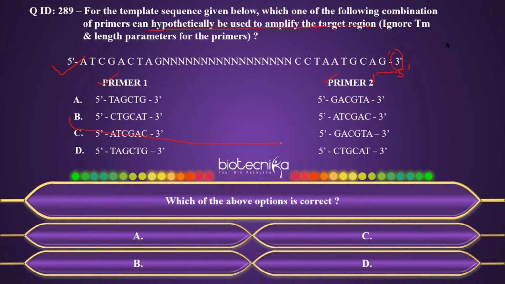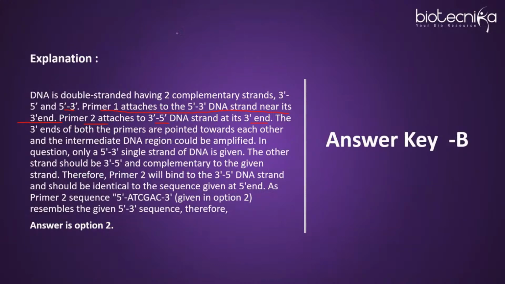So option B is the correct one here. It says that the 3' ends of both primers are pointed towards each other, and the intermediate DNA region could be amplified. In the question, only a 5' to 3' single strand of the DNA is being given, right? The other strand should be 3' to 5'.